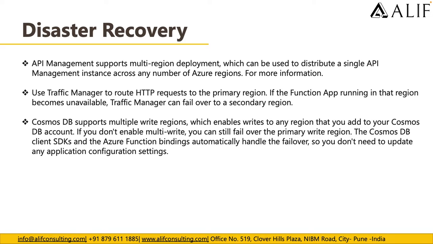Cosmos DB supports multiple write regions, which can enable writes to any region when you add to your Cosmos DB account. If you don't enable multi-write, you can still fail over the primary write region. The Cosmos DB client SDKs and Azure Functions bindings automatically handle the failover, so you don't need to update any application configuration settings. So with Cosmos DB, you can either have a multi-region deployment or do a failover for your primary region. In that case, if you're using any of these options, you don't need to worry about any kind of application changes.